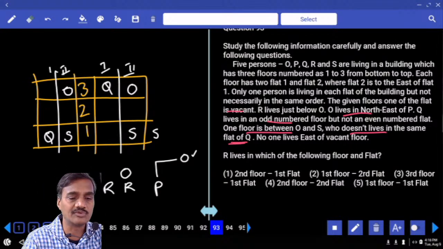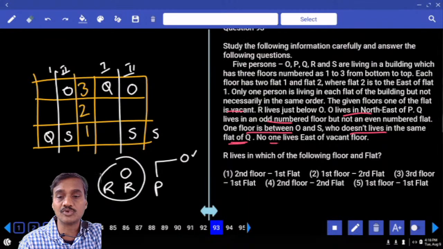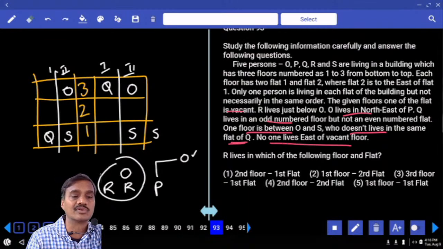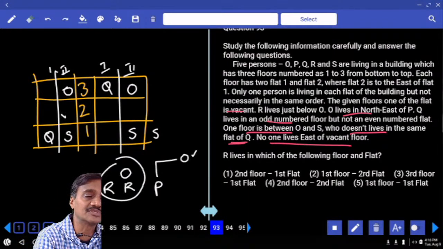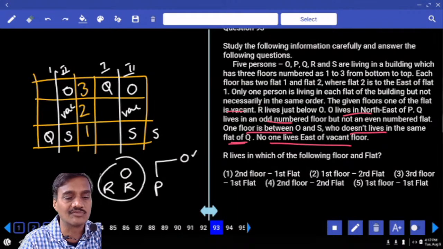P and O and R are on different floors. Now O is already at this place and R is here. Hence no one lives to the east of a vacant floor, so the vacant floor must be in the second flat. This is vacant, and here again this is vacant. None of these persons are living on a vacant floor.